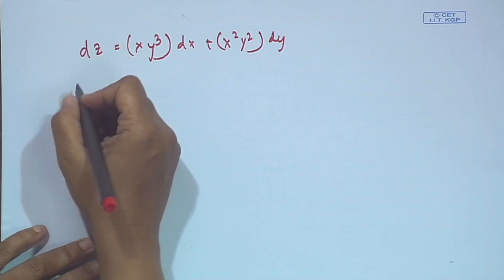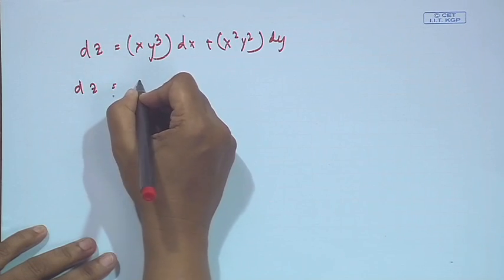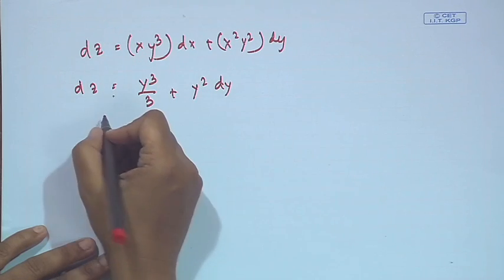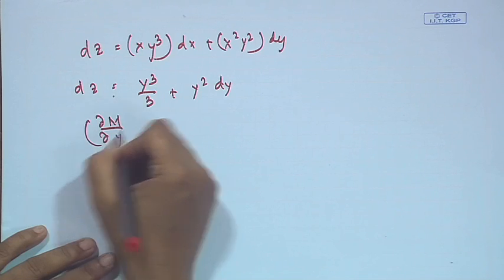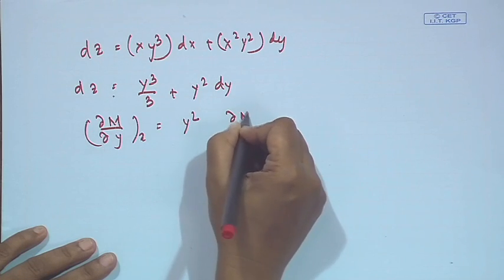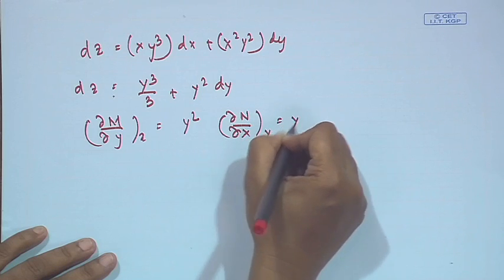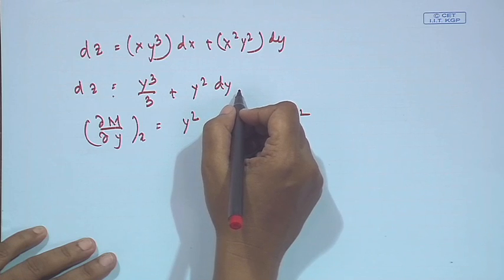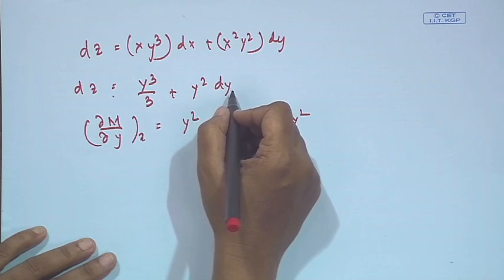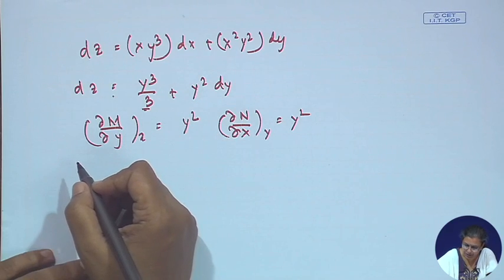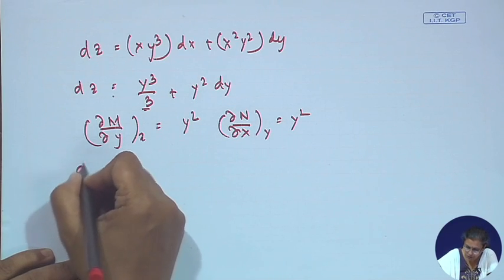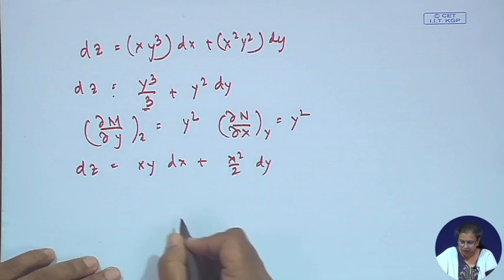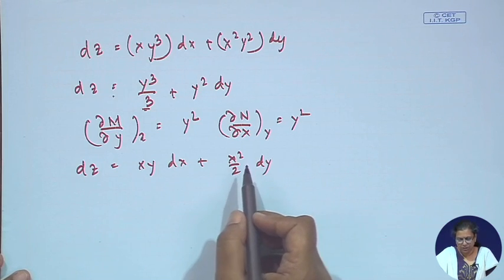For example, suppose we suggest that dz equals y cube by 3 plus y square dy. What do we get in this particular case? We get del m del y at constant x equals y square, del n del x at constant y equals y square. So, therefore, this can also be an equation of state where we have just modified one term and kept the other term constant, only this term has been changed. In the same way, we can also write it down as say xy dx plus x square by 2 dy. So, this can also be an equation of state, right.